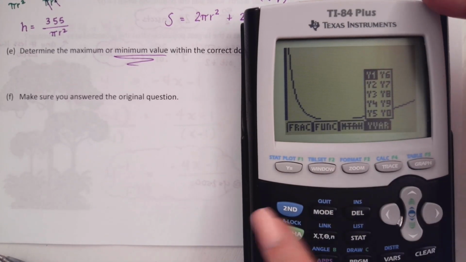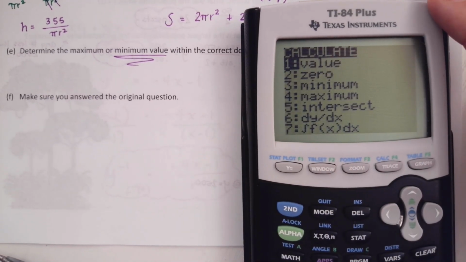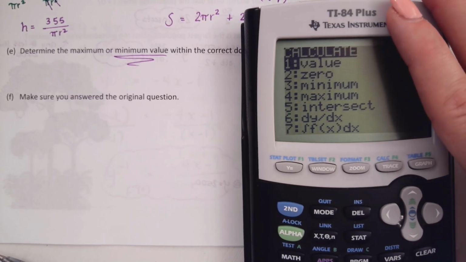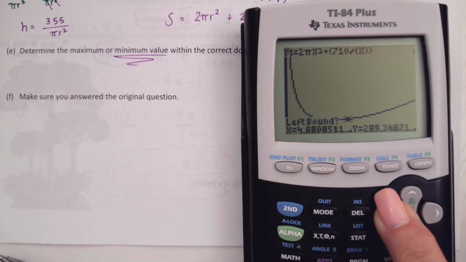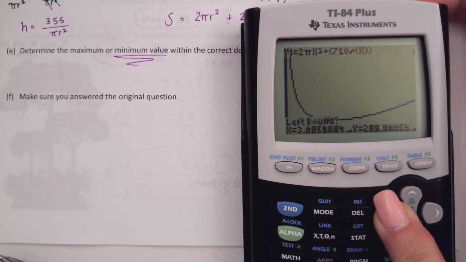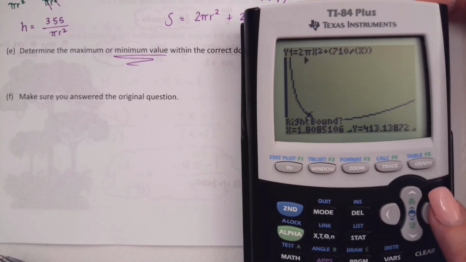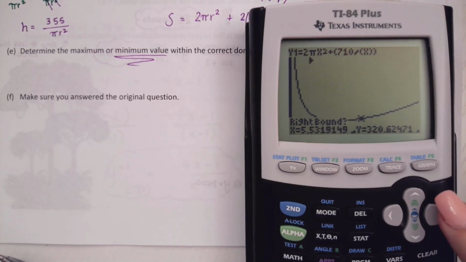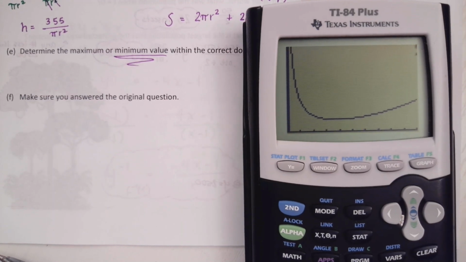Second trace. Nope, I did not press second. I pressed alpha. Second trace. And then which option? 3. Cole, you already answered the question? You're just not following along? Left bound. We need to put that somewhere to the left of where we think the bottom is. I hate how it writes over my graph, so I can't even see the graph. Okay, press enter. Right bound, put it somewhere to the right of where you think the bottom is. I'm just guessing. And then press enter. And then one more guess, and it should give us a point at where it thinks the lowest point is.